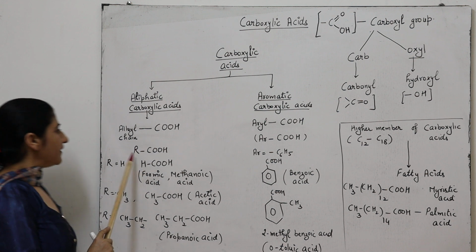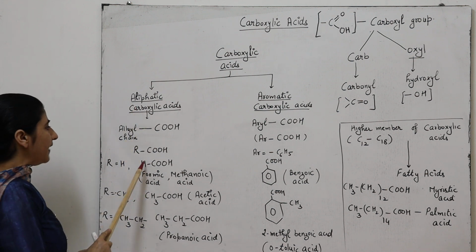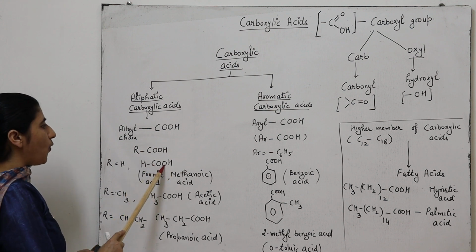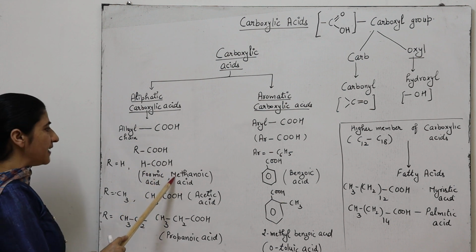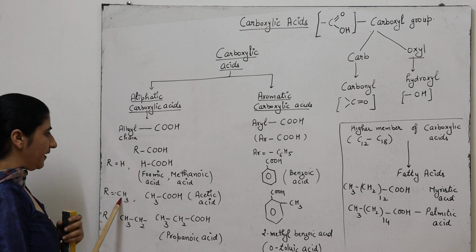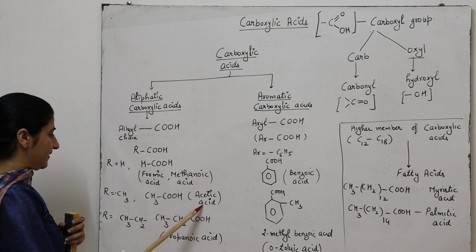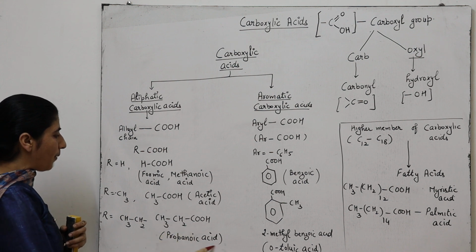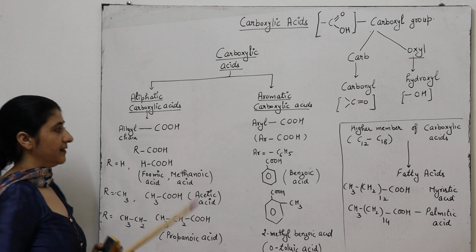If R is equal to H in an aliphatic carboxylic acid, then we get HCOOH, whose common name is formic acid, whereas the IUPAC name is methanoic acid. If R is equal to CH3, it is known as acetic acid. If R is equal to an ethyl group, it is known as propanoic acid. These are examples of aliphatic carboxylic acids.